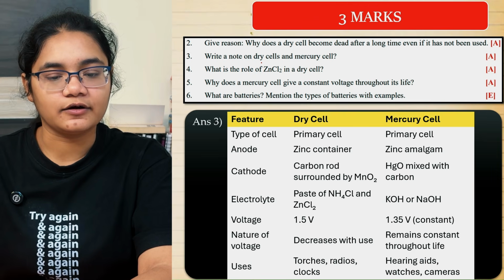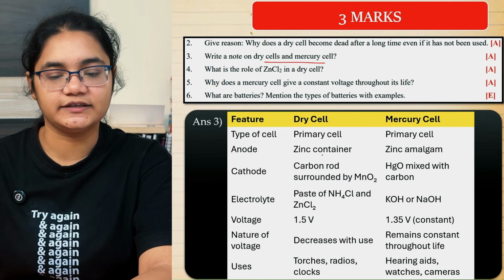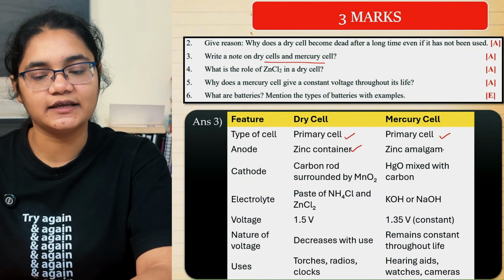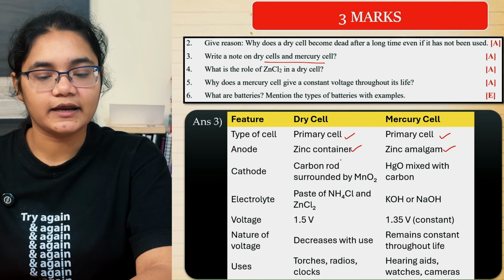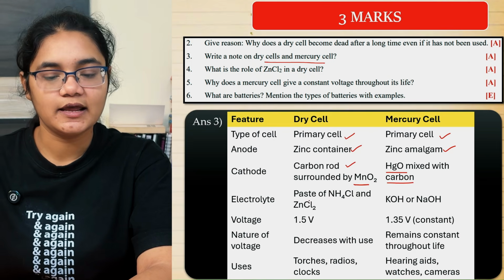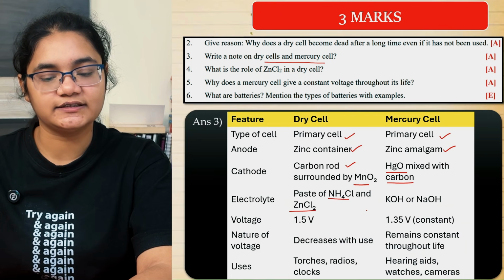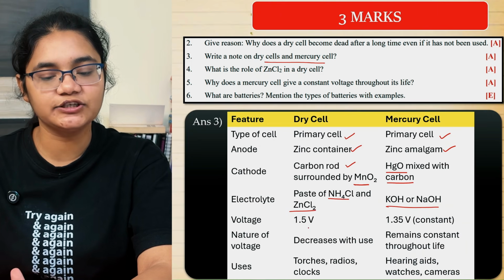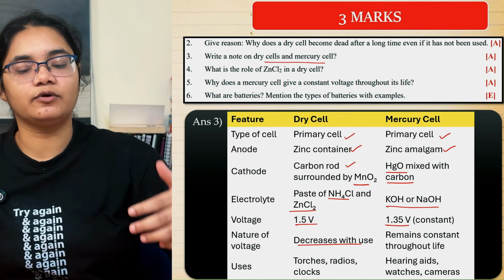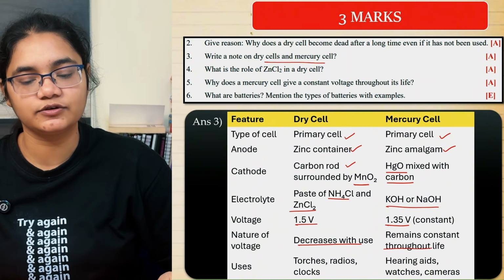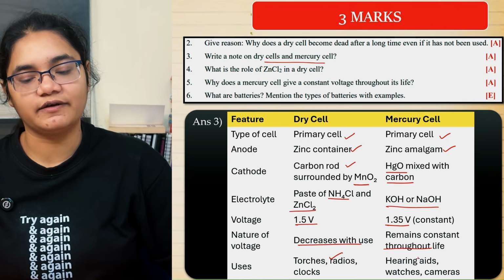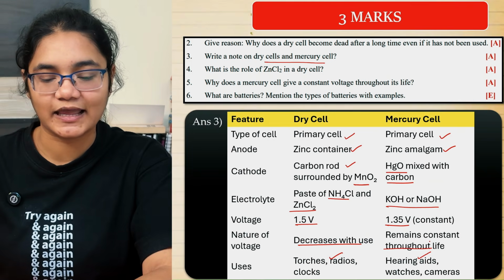Next, write a note on dry cells and mercury cells. Dry cell is a primary cell, mercury cell is also a primary cell. Here the anode is zinc container, here it is zinc amalgam. Here the cathode is carbon rod surrounded by MnO2, here it is HgO mixed with carbon. Electrolyte is a paste of NH4Cl and ZnCl2, here it is KOH or NaOH. Voltage is 1.5 volt, here it is 1.35 volt. The voltage decreases with use, here it remains constant throughout the life. Dry cell is used in torches, radios, and clocks, whereas the mercury cell is used in hearing aids, watches, and cameras.